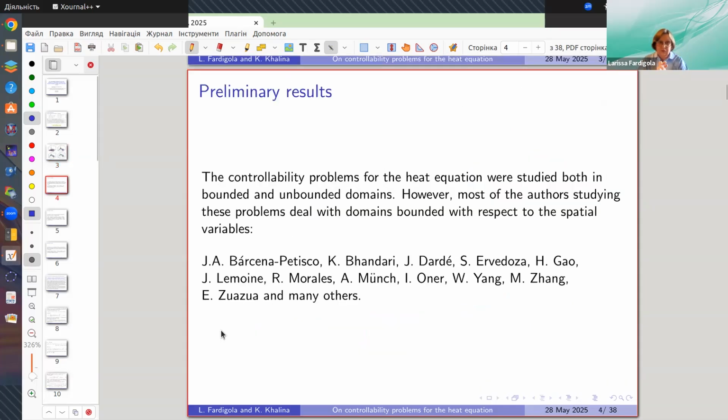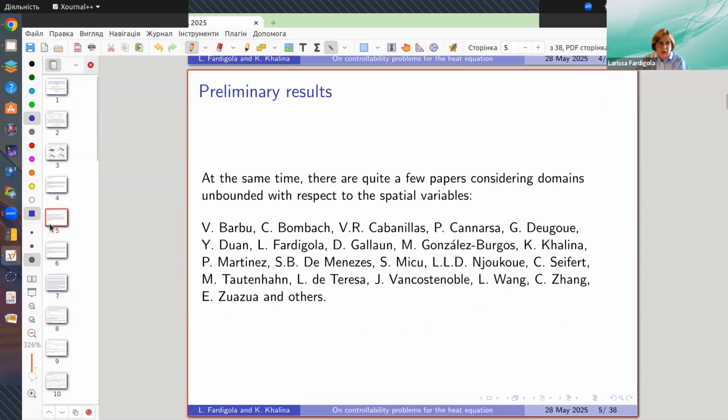The controllability problems of the heat equation were studied both in bounded and unbounded domains. Most of the authors studying these problems deal with domains bounded with respect to spatial variables. Some names of authors we can see on the screen. At the same time, there are quite a few papers considering domains unbounded with respect to spatial variables, and we can see the names of authors who investigate these problems.